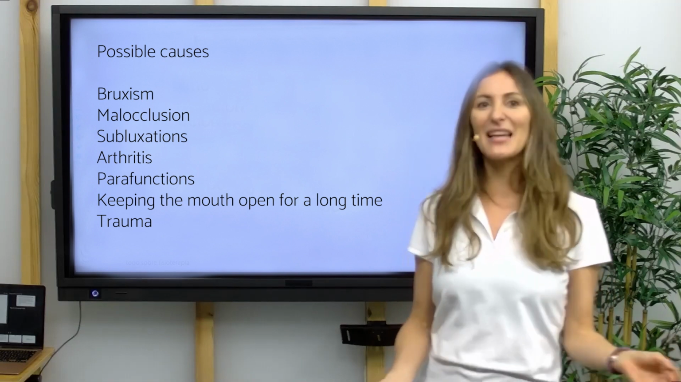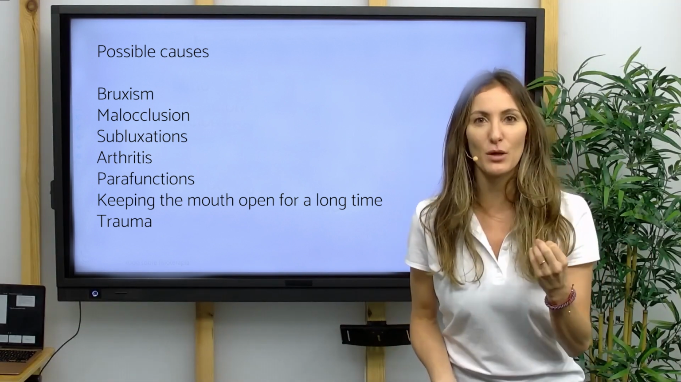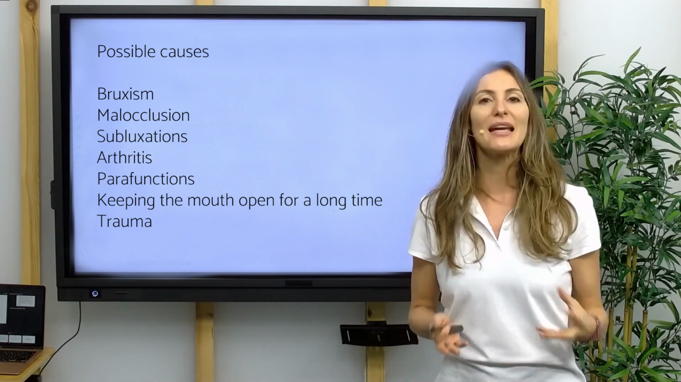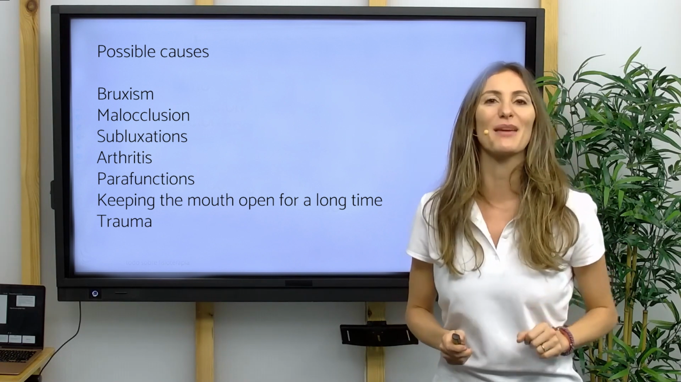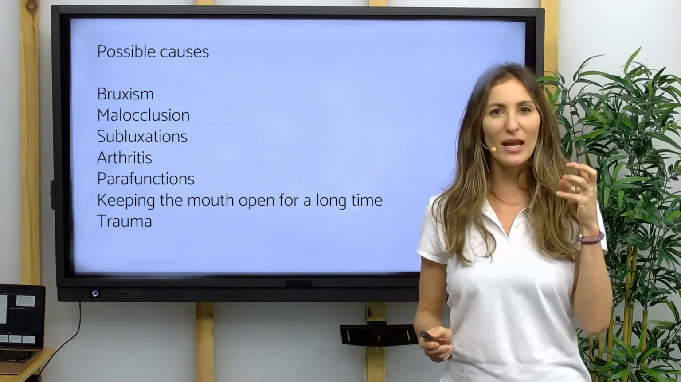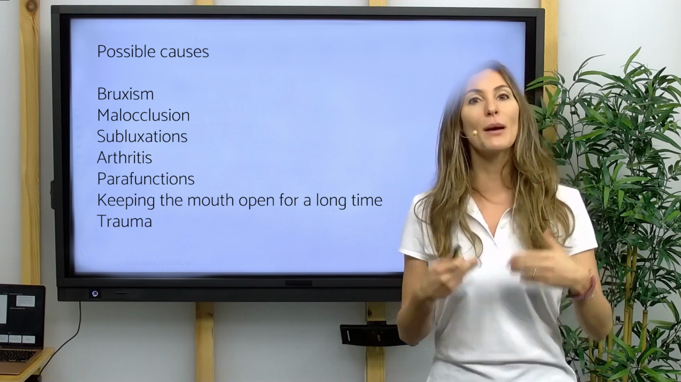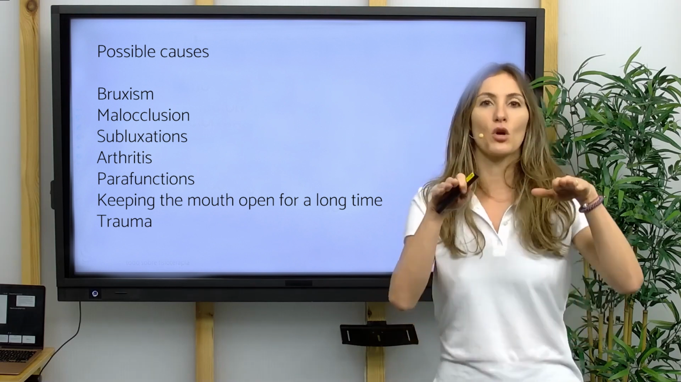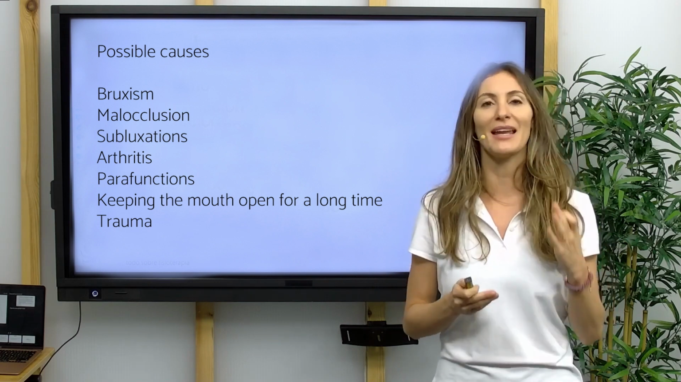What are the possible causes of this pain in the temporomandibular joint? Well, bruxism, which is the involuntary activity of grinding or clenching the teeth. But remember, it's also when we have tension in the jaw and there is no dental contact. A bad bite. Our bite is not balanced, and this can cause problems in the joint.